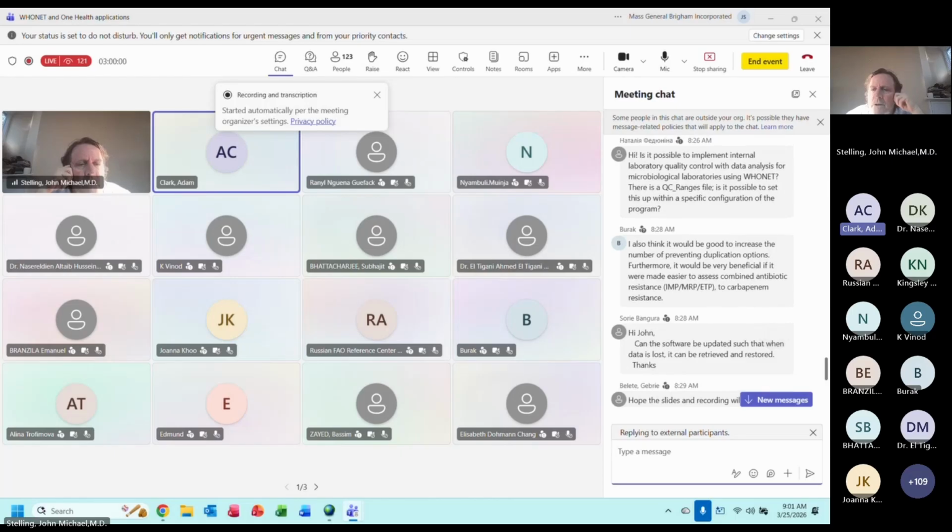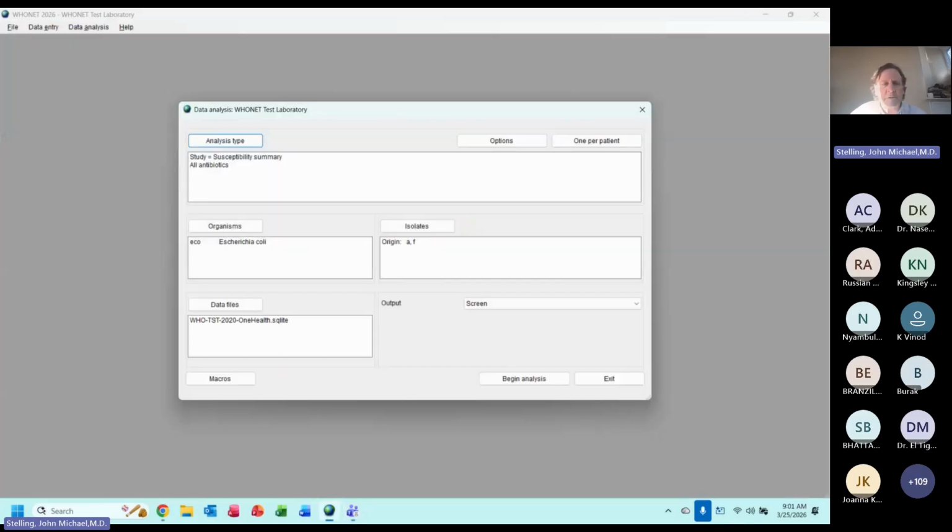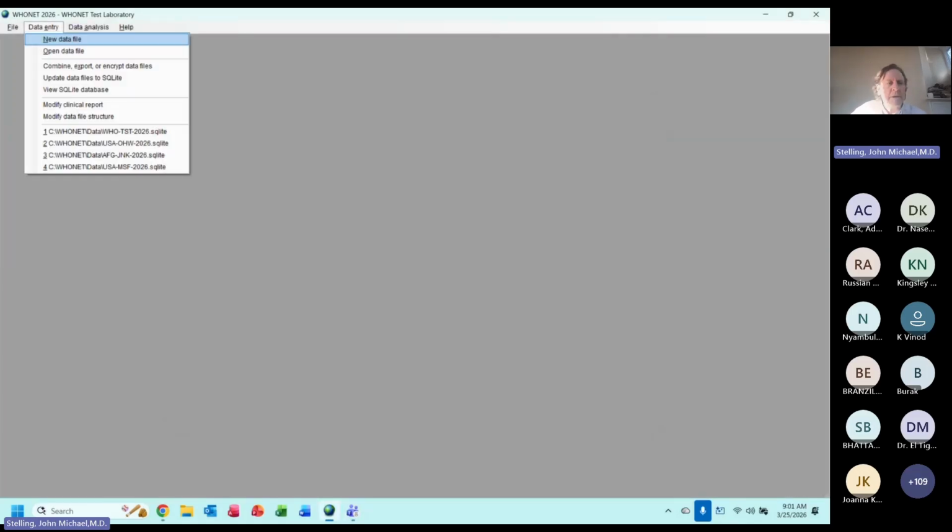I think it would be 826. Yeah, is it possible to implement internal laboratory quality control and data analysis for microbiology labs? There is a QC range file. Is it possible to set these up? Oh, that happens automatically. And yeah, sure. I'm still sharing my screen. I'm still in WHONET. I'm going to go back to data entry.